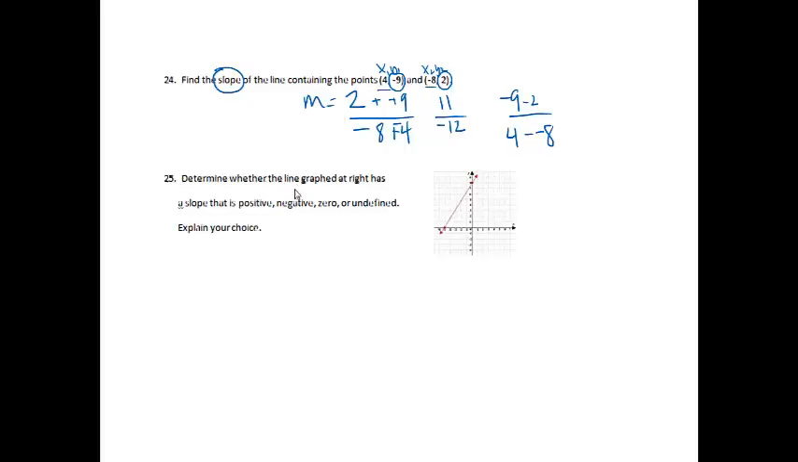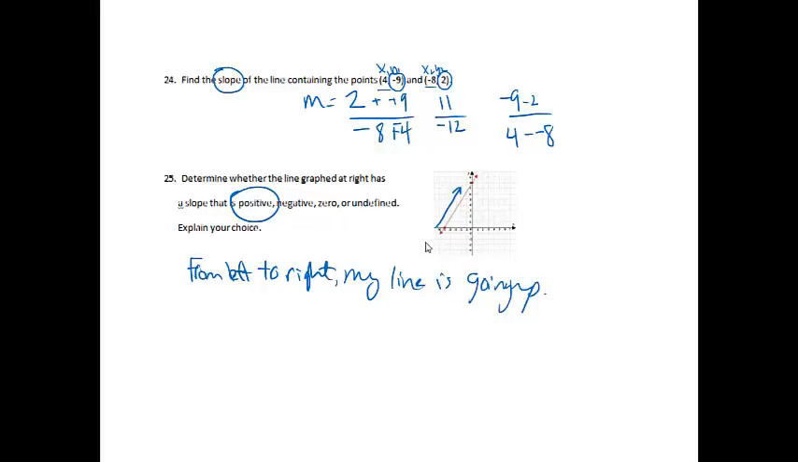Number 25, determine whether the line graphed at right has a slope that is positive, negative, 0, or undefined, and then explain your choice. I'm going to say that this has a positive slope because if I'm starting at the left and I'm working towards the right, my line is going up. So from left to right, my line is going up. And you could explain it a little bit differently if you wanted to. That would have the same idea.